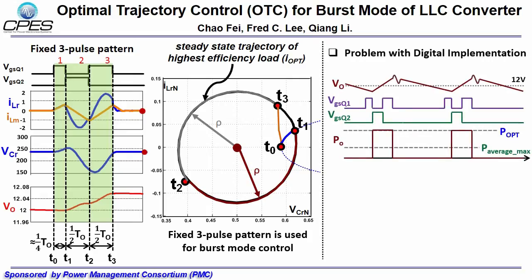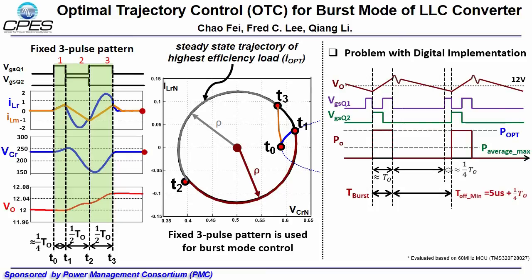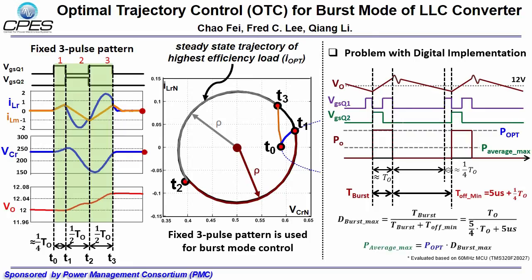But there would be a problem with the digital implementation of SOTC. During on time, only the last 2 pulses deliver power. For a given controller, there would be a minimum off-time limitation of 5 microseconds plus 1/4 of a resonant period. This limitation would cause a maximum burst duty cycle, corresponding to a maximum burst average power.